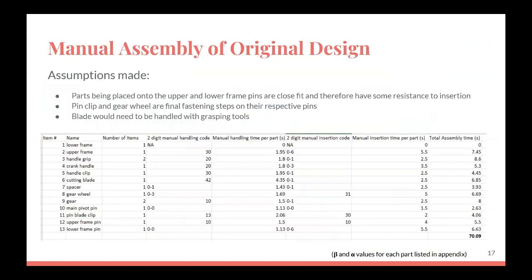So here's our estimation for the manual assembly time of the original design. Some assumptions that were made during this estimation were that the parts placed on the upper and lower frame pins, such as the cutting blade and the gears, were close fit and therefore would have some resistance to insertion. Another assumption was that the pin clip and the gear wheel are the final fastening steps on their respective pins, which contributes to the insertion time.